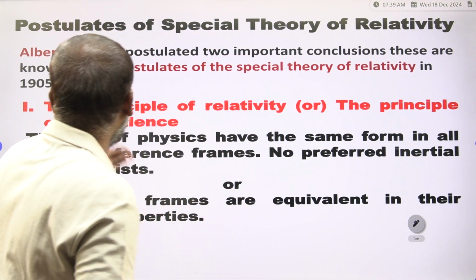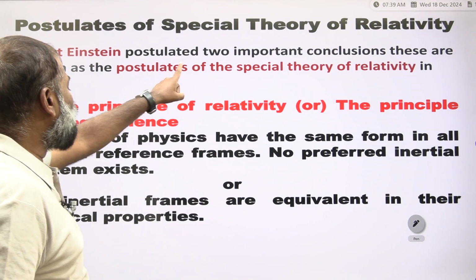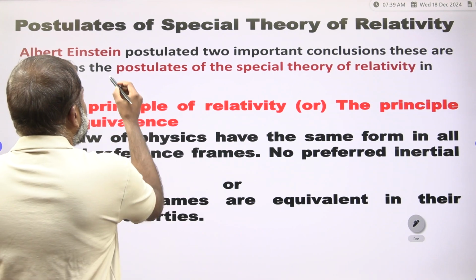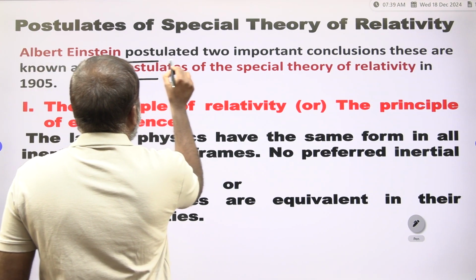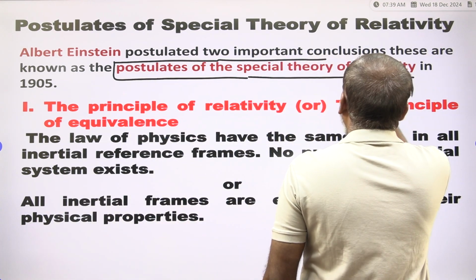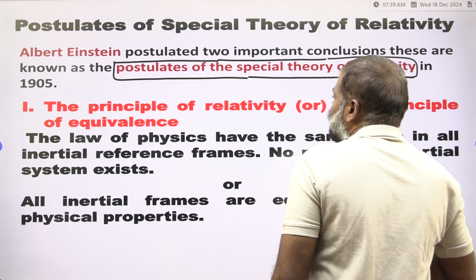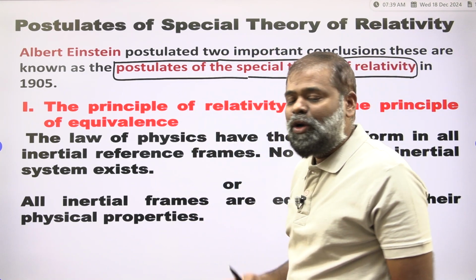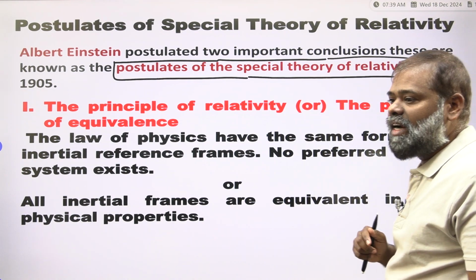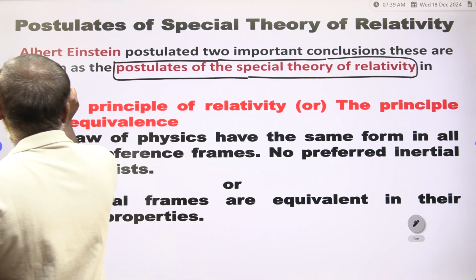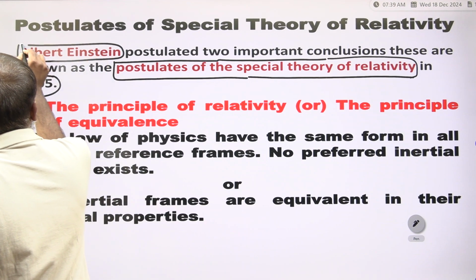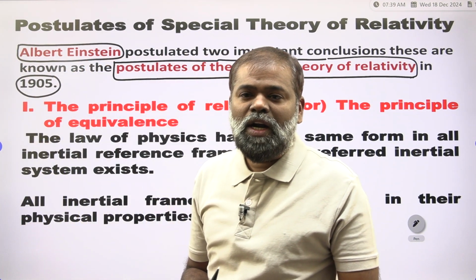Now you have to see, Albert Einstein postulated two important conclusions. These are known as the postulates of the special theory of relativity. This is very important. In competitive examinations, they will give theoretical bits. How many postulates of the special theory of relativity? Two. Albert Einstein invented them in 1905. So what are those postulates?